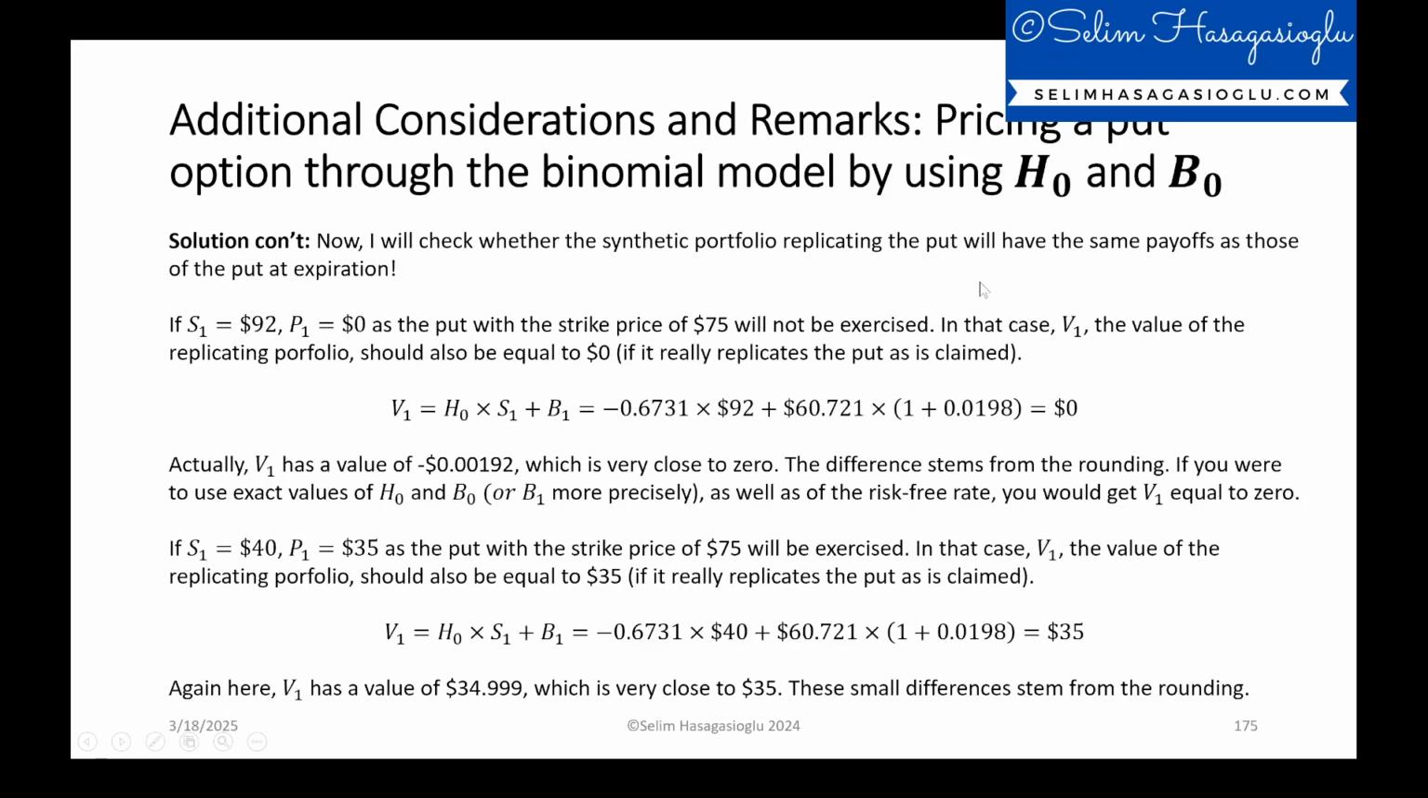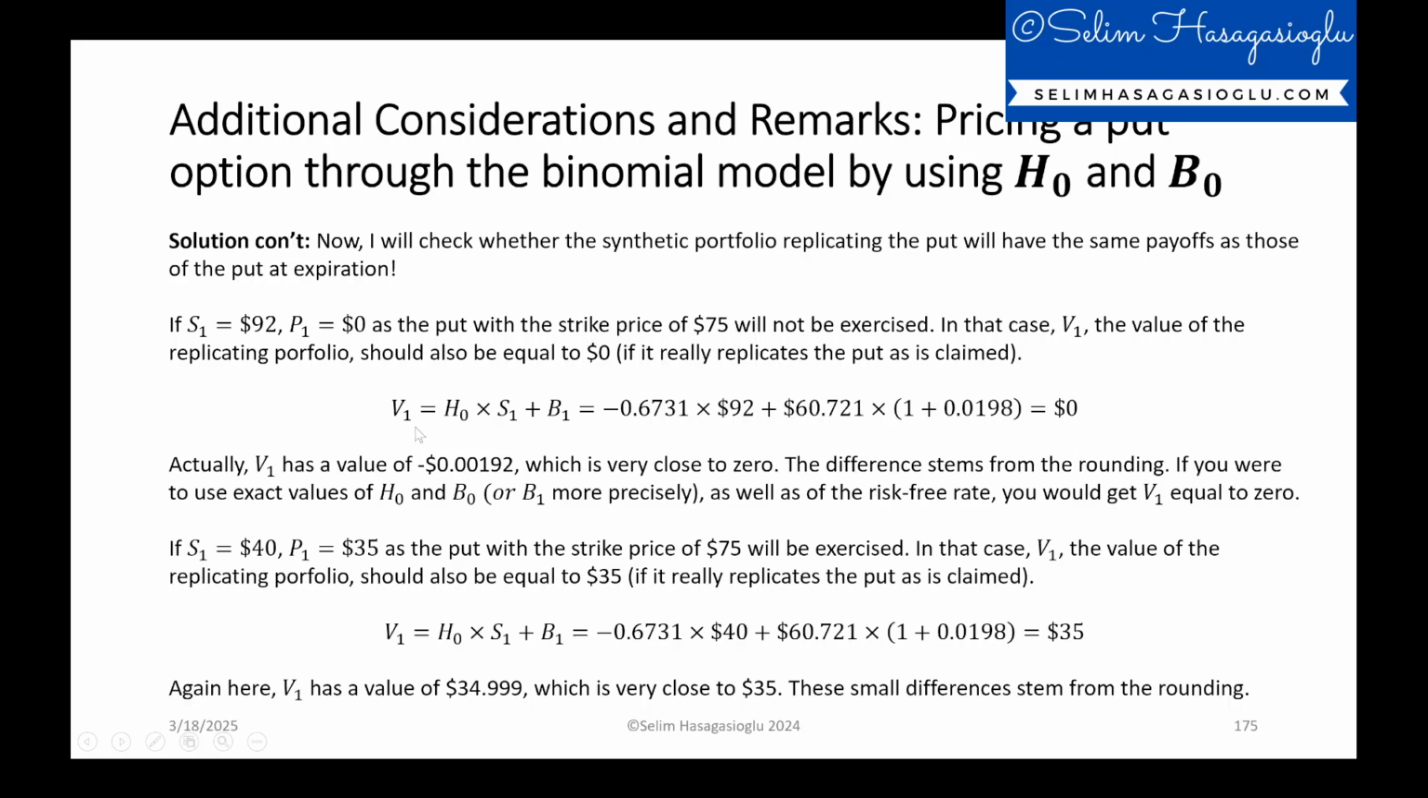Now I will check whether the synthetic portfolio replicating the put will have the same payoffs as those of the put at expiration. Remember, for the upper boundary case, S1 plus case, the stock price is 92 and the payoff for the put will be zero because the put with a strike price of $75 will not be exercised. So you won't be buying the stock at 92 in the market and selling it for $75. So the put will be worthless in that case. And V1, the value of the replicating portfolio, should also be equal to zero in that case if it really replicates the put as is claimed.